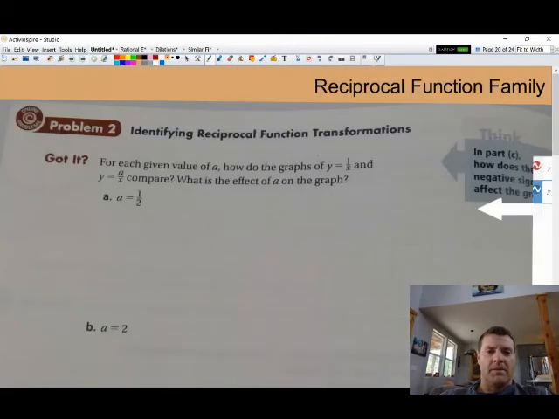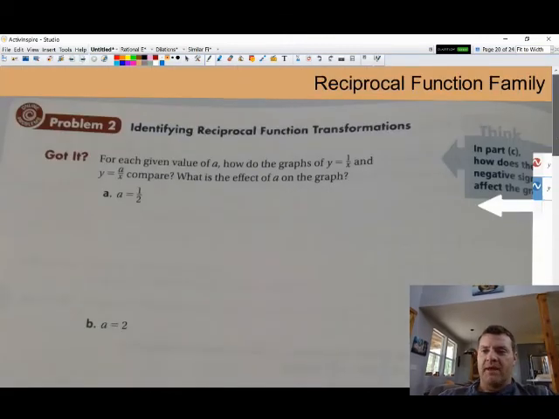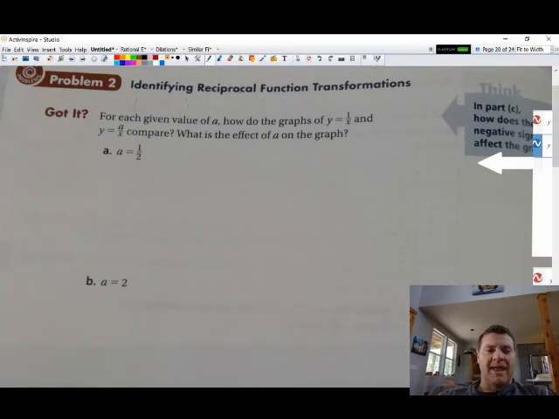Okay, here's what we're going to do. We're going to now identify what happens when that a value changes. So we talked about how to graph it and asymptotes. Now we're going to talk about how the a value is going to change it.